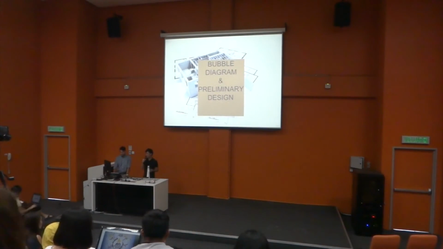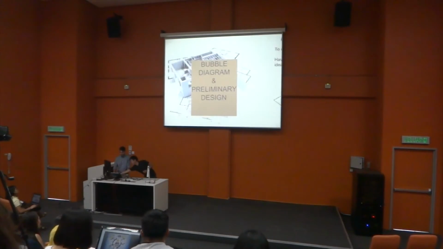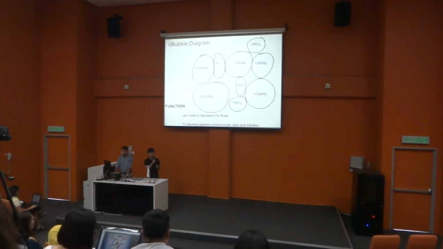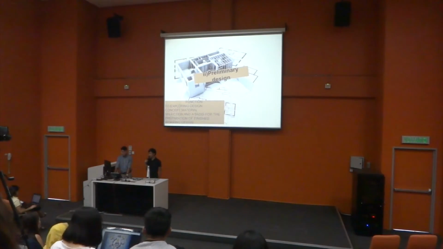The next part is schematic design, which includes bubble diagram and preliminary design. So this is what a bubble diagram looks like. It's used to represent all the flows and to explore, develop, and communicate ideas and solutions. And then we go to preliminary design, which is used for exploring design concepts, material selection, and as a basis for preparation of a finished-looking design.